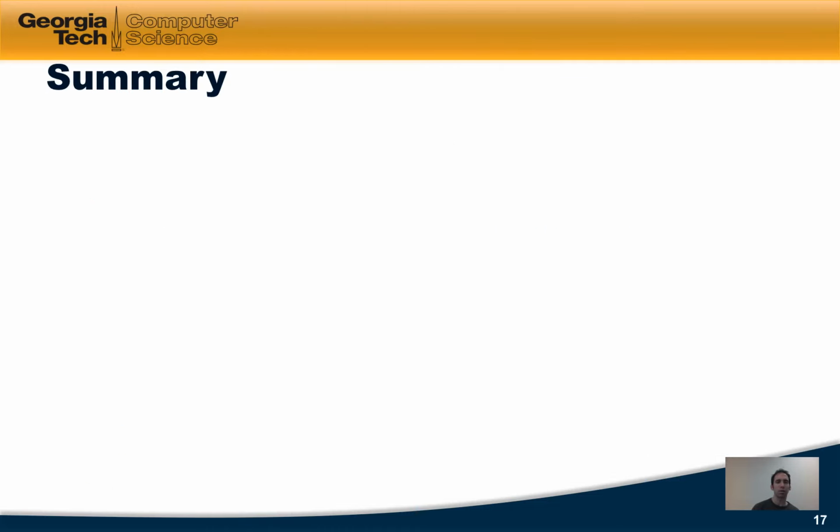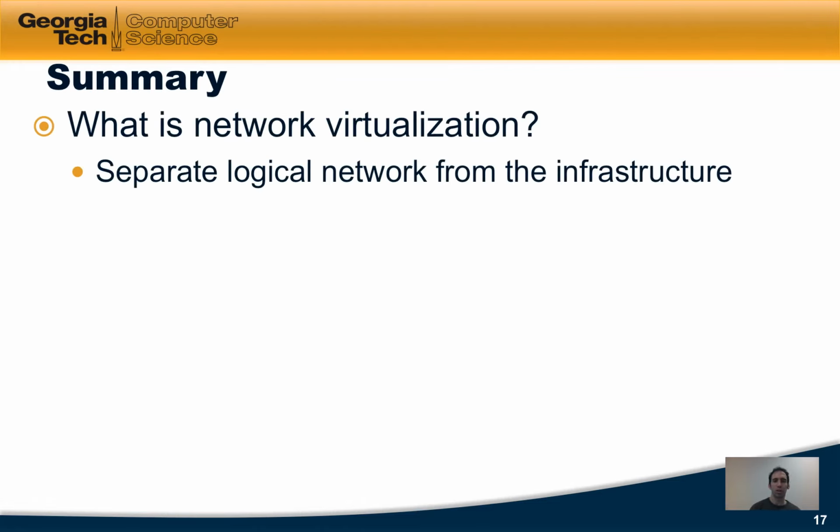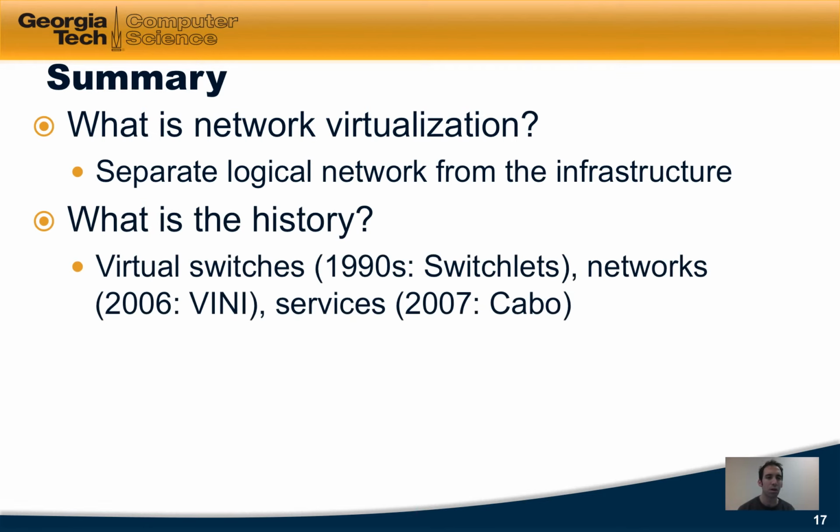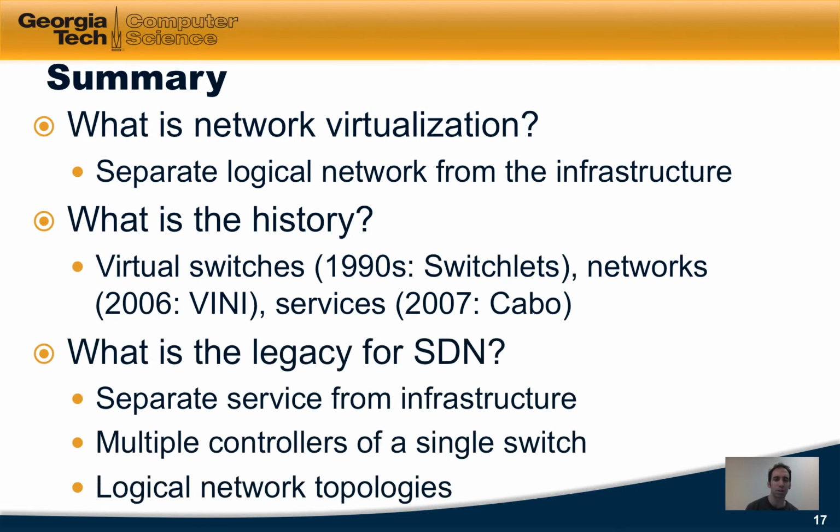So let's just summarize what we've learned in this lesson. We have learned about network virtualization, in particular what it is. Network virtualization separates the logical network that users or service providers see from the underlying physical infrastructure and potentially allows multiple parties to share that same underlying physical infrastructure for different purposes. Network virtualization has a rich history dating back to virtual switches or switchlets in the 1990s, network test beds such as VINI, and these architectures that envision using network virtualization to offer different types of services.